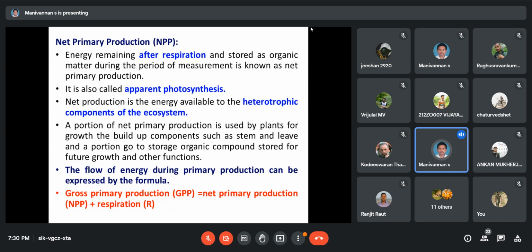The flow of energy during primary production can be expressed in a formula. Gross primary production, GPP, equals net primary production plus respiration. And net primary production is gross primary production minus respiration. Okay, is that clear?